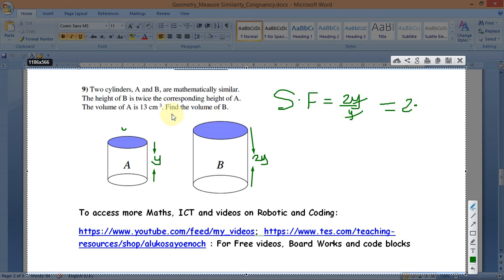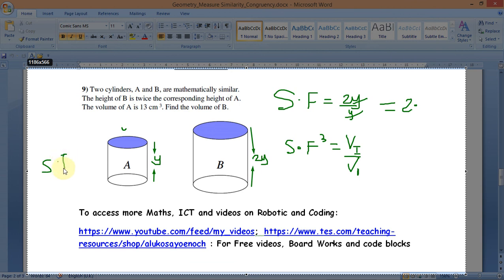But when you are dealing with volume, the scale factor cubed, raised to power 3, equals the volume of the image divided by the volume of the object. If it is area, you use scale factor squared, equals the image area divided by the object area. So don't forget, for area it is scale factor squared, but for volume it is cubed. So now I have the scale factor to be 2 already.